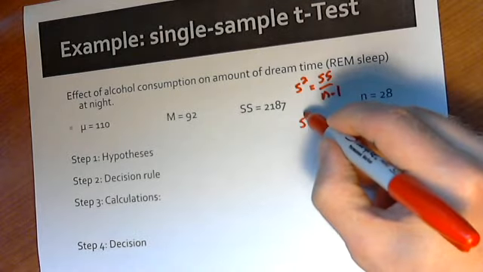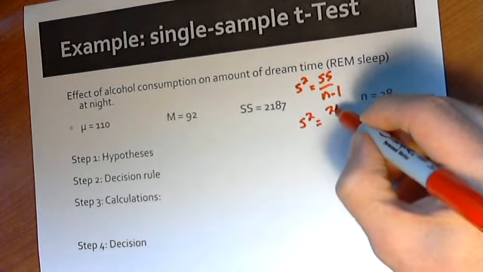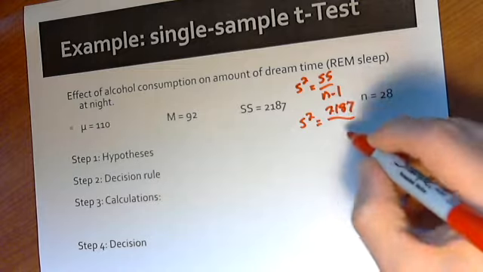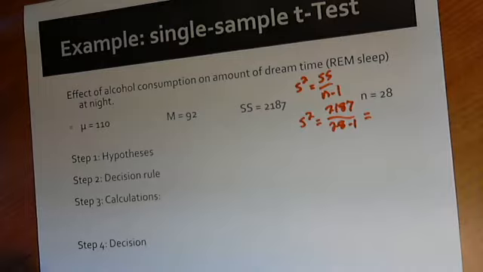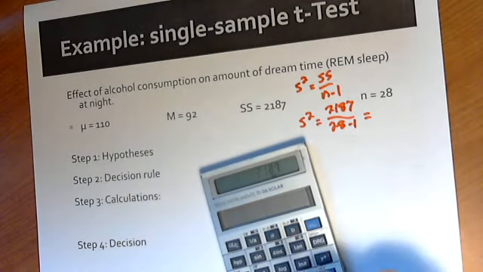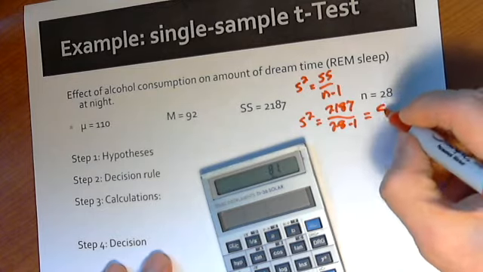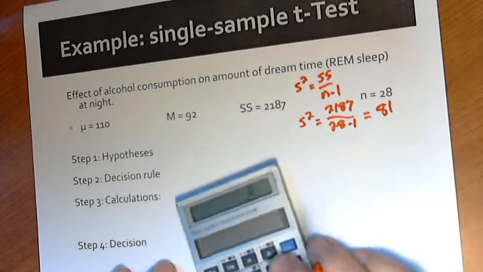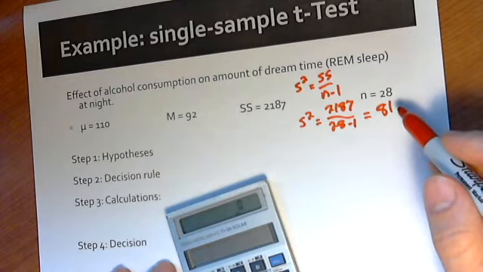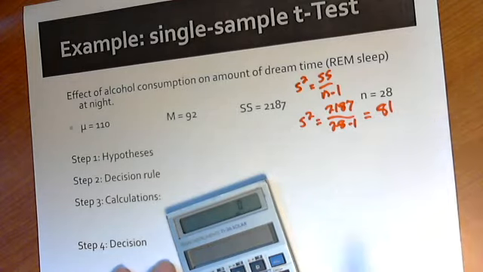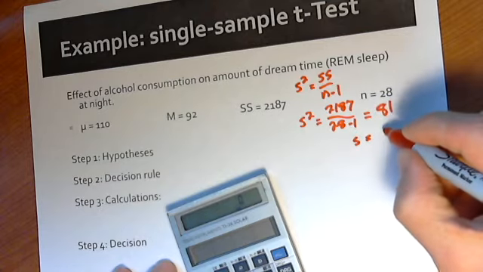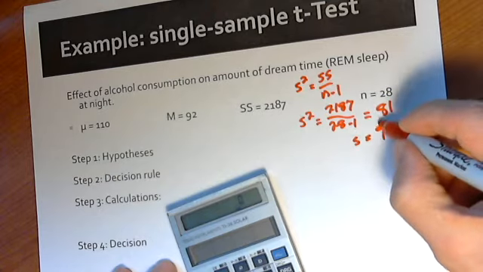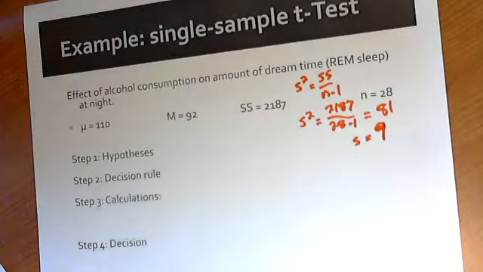So in our case, our sum of squares is 2187 divided by 28 minus 1. So 2187 divided by 27 gives us 81. And then if you'll remember that the standard deviation is just the square root of the variance, then the standard deviation would be 9, the square root of 81.